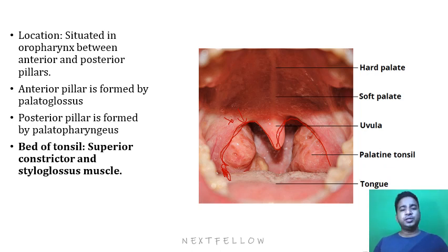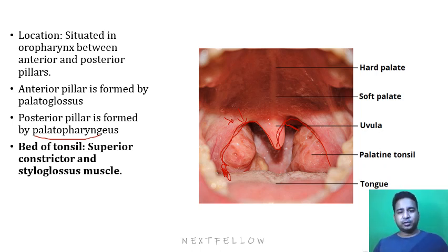And where is the posterior pillar? This beneath is my posterior pillar. This posterior pillar is formed by the muscle known as palatopharyngeus, because this is the palate, part of the soft palate, and beneath that is the pharynx. So the muscle forming the posterior pillar is known as palatopharyngeus.